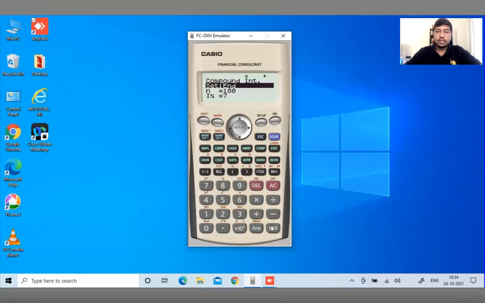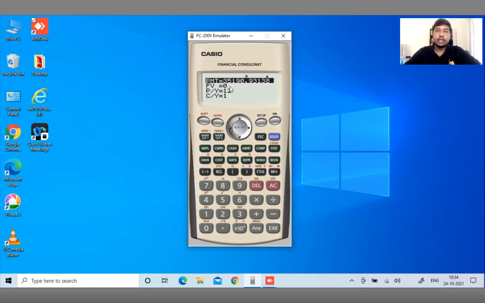So let's do that. Let's change set to begin by pressing the EXE button. N will be 360. I will be 6%. PV is minus 60 lakhs. PMT is 0. FV is 0. Payment per year is 12. Compounding per year is 1. Scroll up, go to PMT, press the solve button.